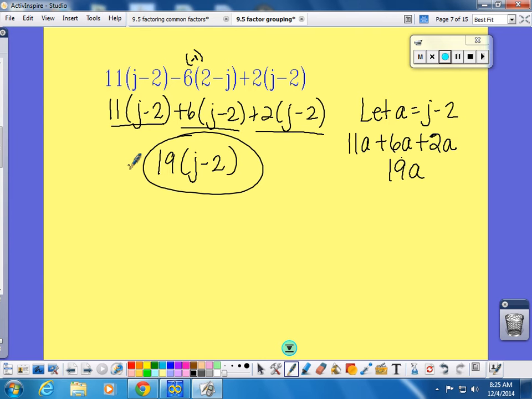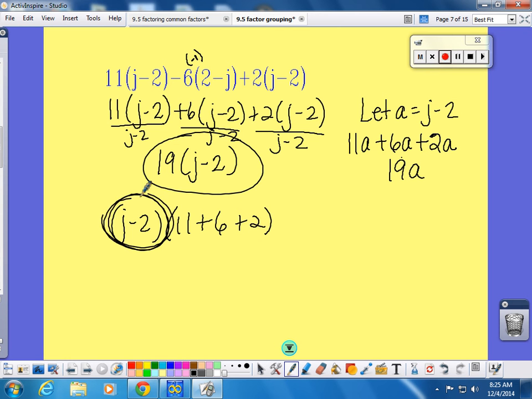If you didn't see that, you say, I'm going to factor out a J minus 2 out of here, out of here, out of here. Then you'd have 11 plus 6 plus 2. But you'd have to have this as part of it because that's the greatest common factor. And when you combined all of them together, you'd still have a 19, which, again, I'd rather write with my number first. So it really just depends on your perspective. I see like terms, I'm going to combine, or I see greatest common factor, I'm going to factor out that greatest common factor.